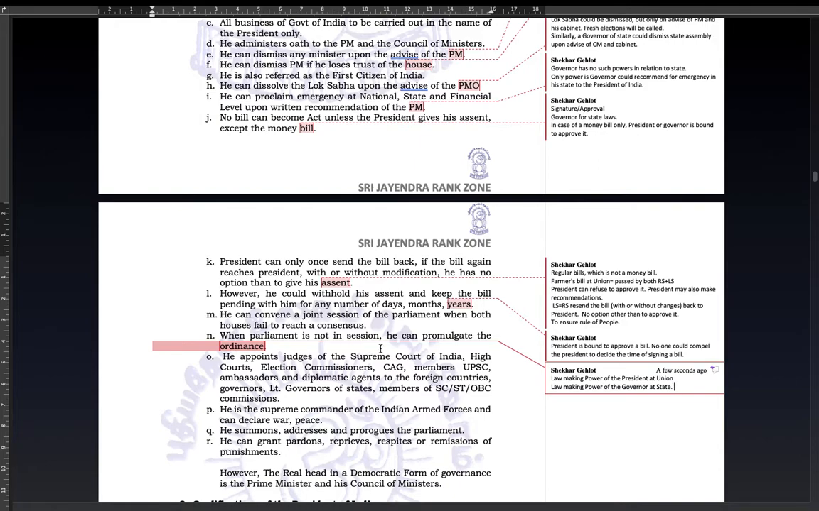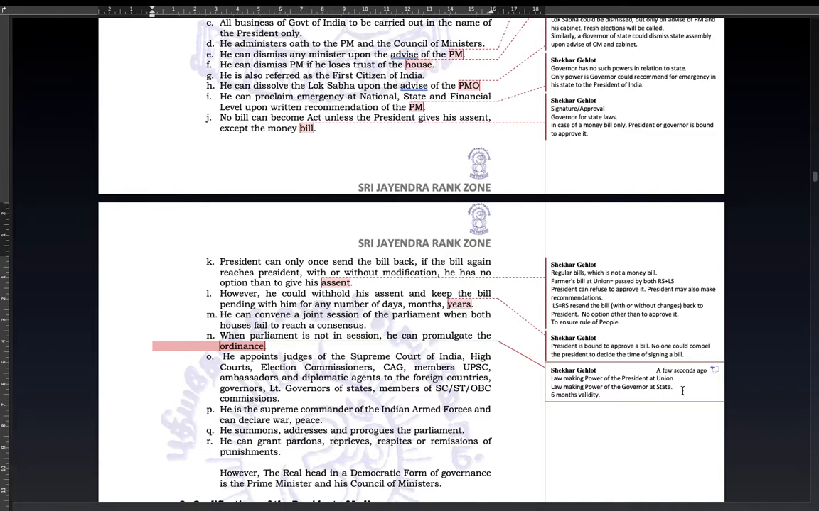So suppose right now the session is not going on, so we cannot expect all the members to be sitting collectively. And there is some emergency situation and some law has to be passed by the parliament. But because parliament is not in session, in that case, the president of India can promulgate ordinances. Okay, he will make a law which is called an ordinance. It is called an ordinance and it is valid only for 6 months.